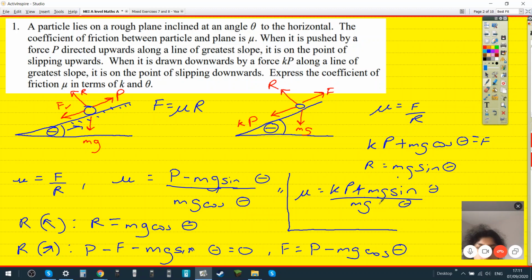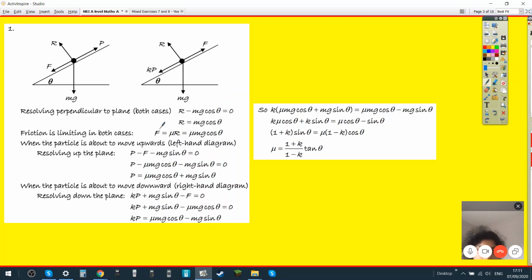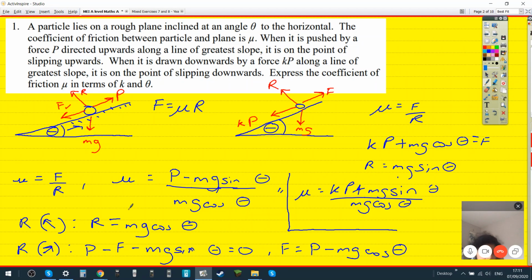So that one's sine. That one's cos. F equals mu R, which equals mu mg cos theta. F equals mu R, and R is mg cos theta. So F equals mu mg cos theta.